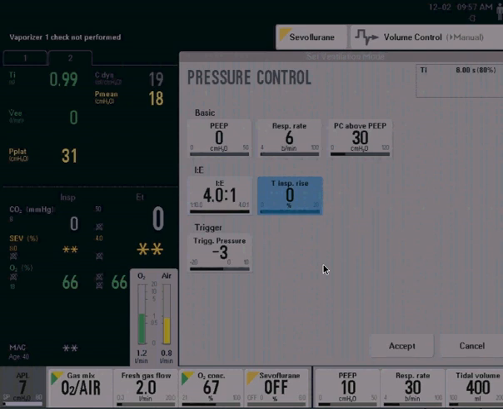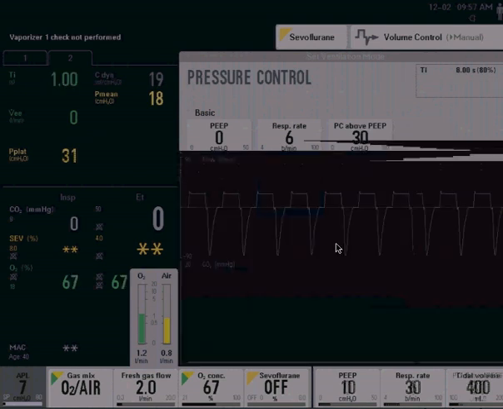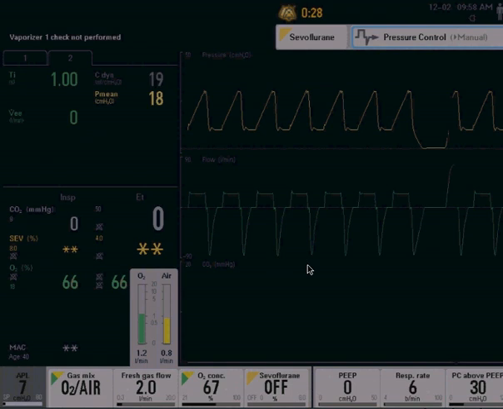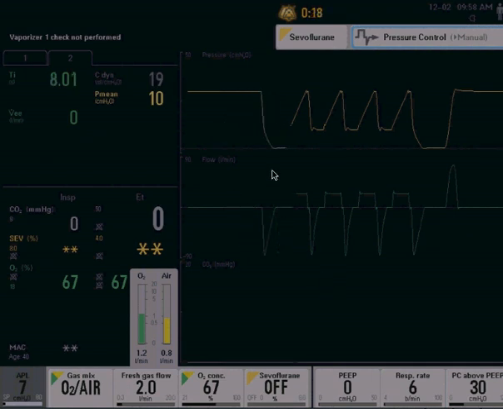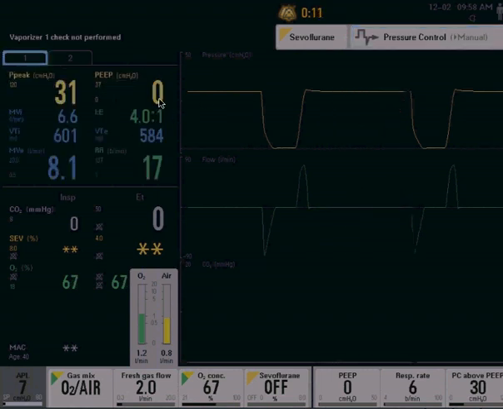And I'm going to change the rise time so I don't have pressure overshoot, especially since I have a high pressure control level. So I'm just going to turn this up and evaluate waveforms to see if it's fast enough. I'm going to accept my settings, and we're going to check out our measurements and our waveforms. As you notice right away, with the inverse ratio ventilation, I do have a very prolonged inspiratory phase. So this is similar to airway pressure release ventilation. My mean airway pressure has come up to 25, and as you notice, my exhale tidal volume has actually increased.